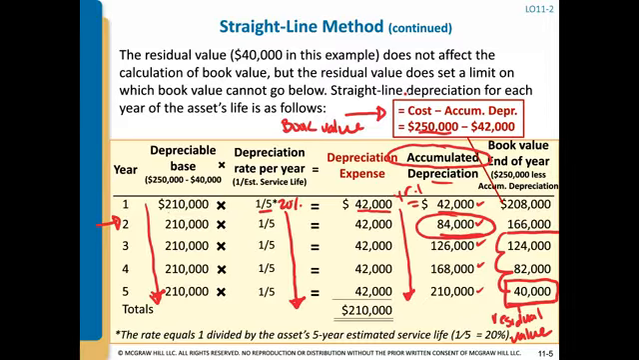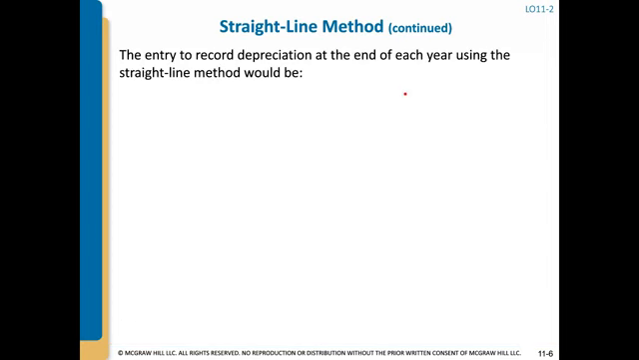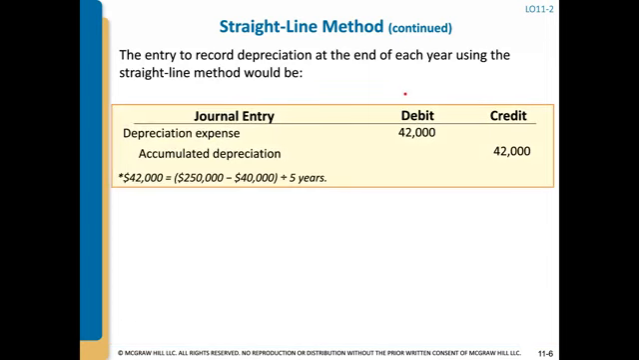So you're not depreciating the entire cost, you're depreciating your depreciable base, which is your cost minus your salvage value or residual value. Your journal entry at the end of each of the 5 years would be debit depreciation expense 42,000, credit accumulated depreciation 42,000.